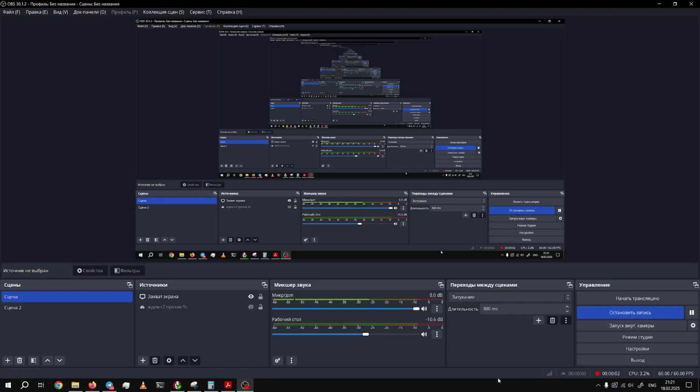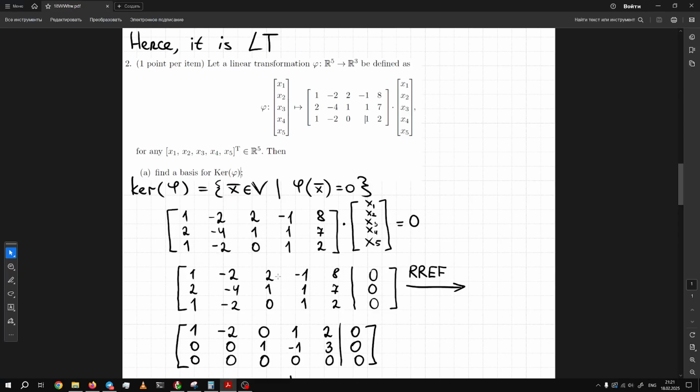Hello everyone. So in today's lesson I would like to continue studying linear transformations, and exactly in this lesson we will study kernel and image for linear transformations. So kernel is written there.